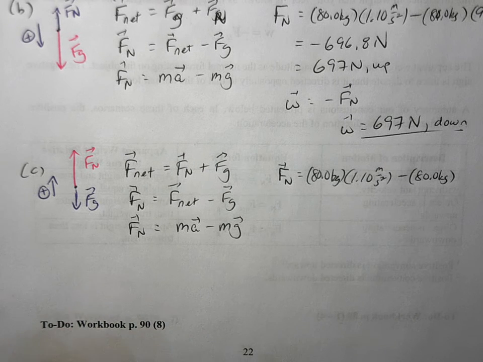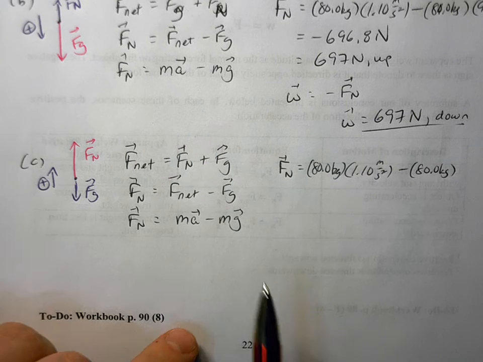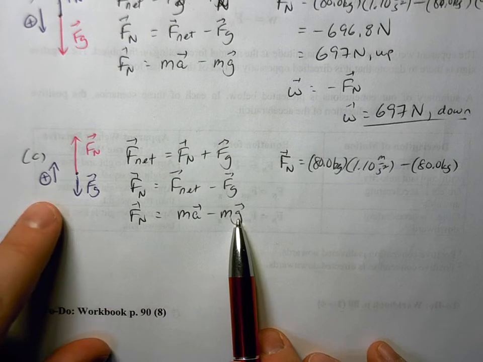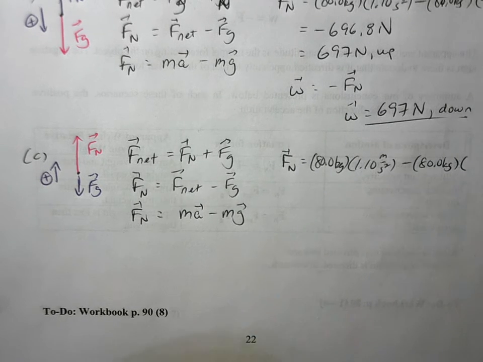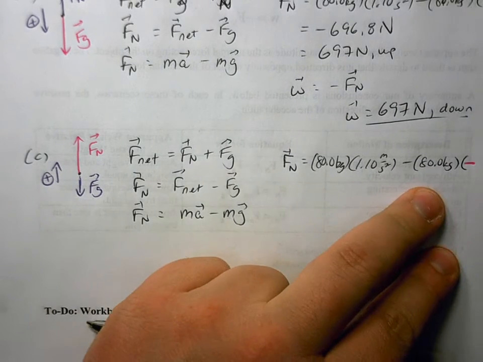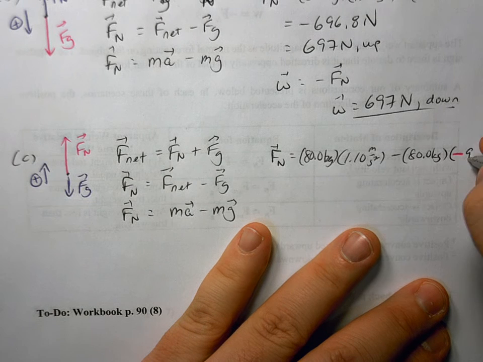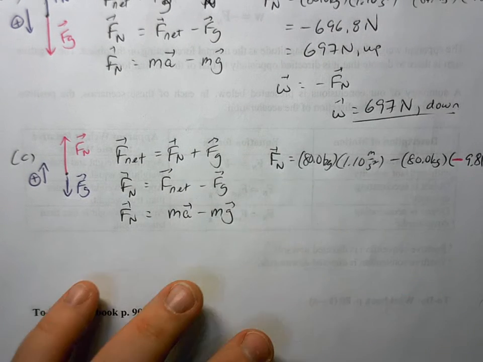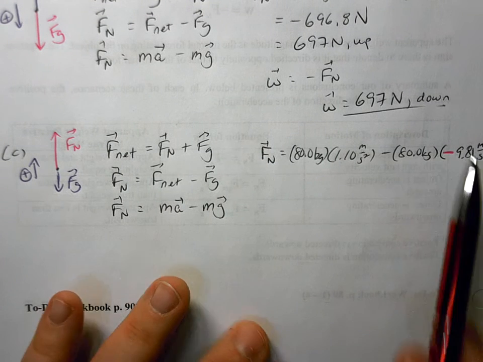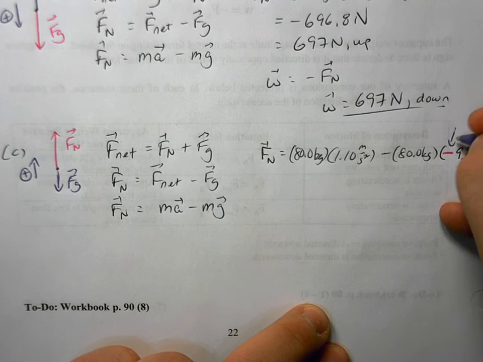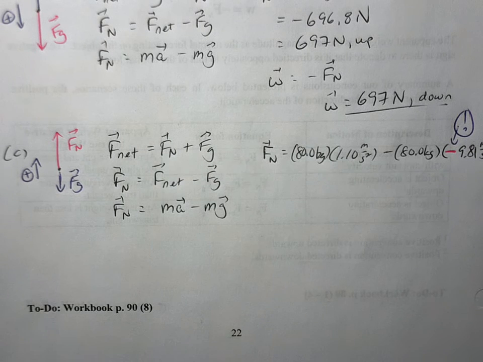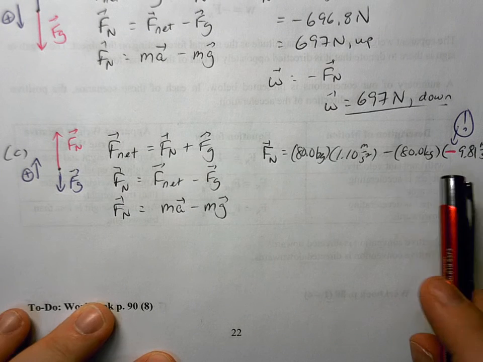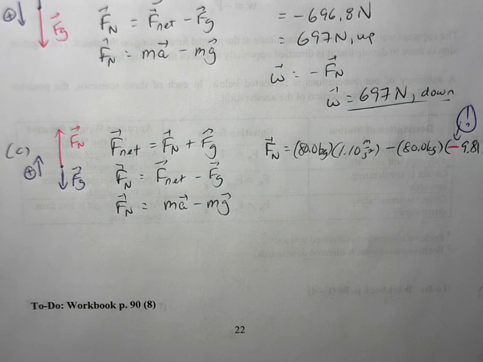This is where you have to be really, really careful though. g is going down, and we've called up positive. So we have to put g as negative 9.81 here. That's the difference. And that's the crucial thing we got to be mindful of here. So I'm even going to put an exclamation mark there. If you forget that negative, what's going to happen is you're going to get the same answers last time, and that's not really helpful to us.